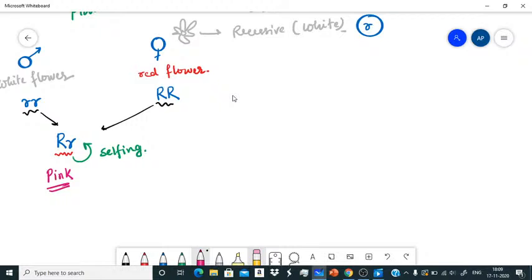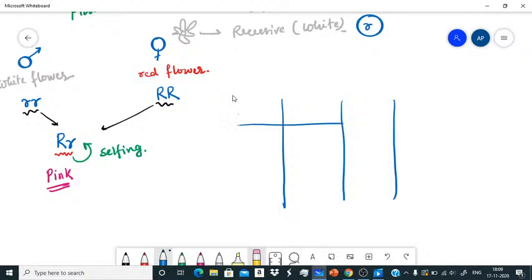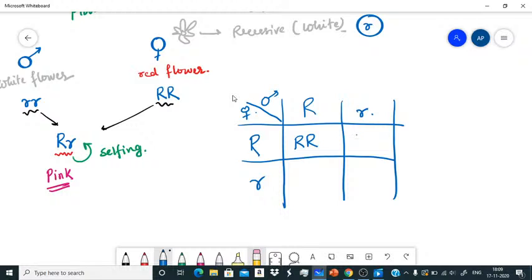Right? Now if we do a Punnett square, what will it show? Over here, suppose this is male, this is female, capital R, small r, capital R, small r. It will be capital R, capital R, capital R, small r, capital R, small r, small r, small r. Now out of them, this one will be red, this one will be white, the rest two will be pink.